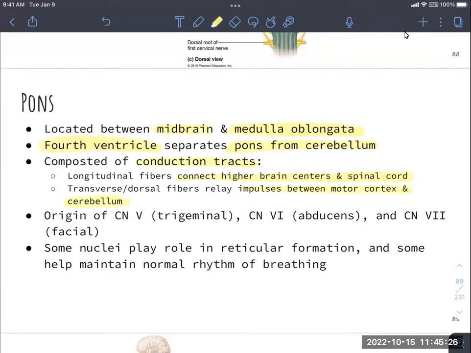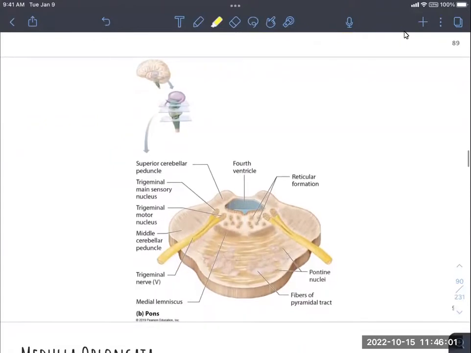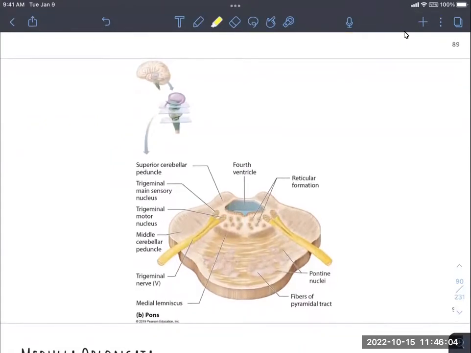movements. We also have our cranial nerve 5 or trigeminal nerve, cranial nerve 6, abducens nerve, and cranial nerve 7, our facial nerve that comes out of our pons specifically. We have some nuclei that make that reticular formation. And in our pons, it tells you to breathe. Unknowingly, it tells you when to breathe and when not to breathe.